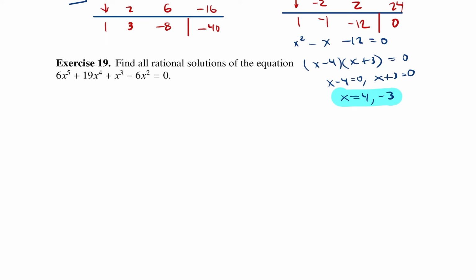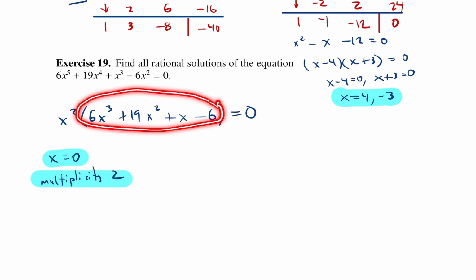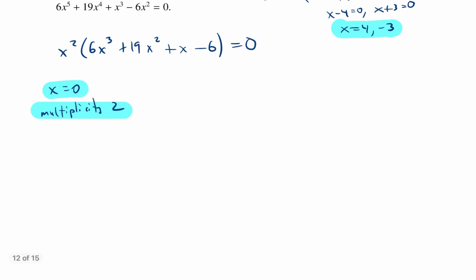All right, same directions for this problem. This one might be a little bit harder because it's a 5th degree instead of a 3rd degree, but it works the same way. First thing you should actually do is take out the GCF. The GCF here is x squared. So you're left with 6x to the 3rd plus 19x squared plus x minus 6. We already know the zeros for that are x equals 0, multiplicity 2, because of the exponent. All right, and so basically all we need to do is just treat this as a separate polynomial that's degree 3, just like we had this one here.